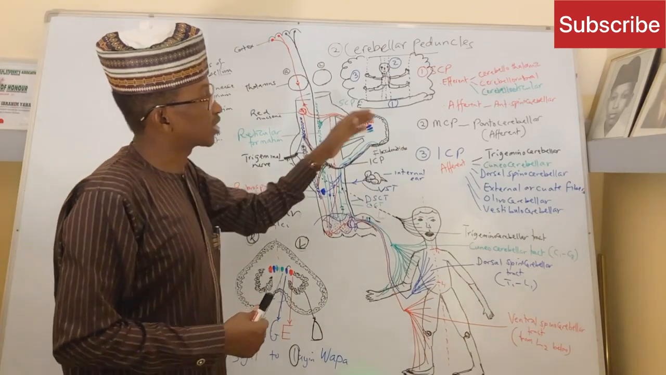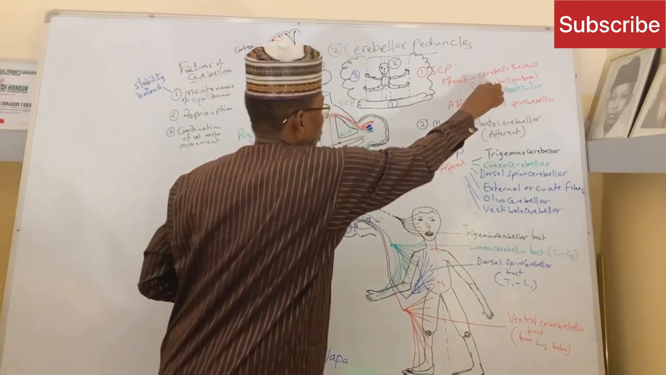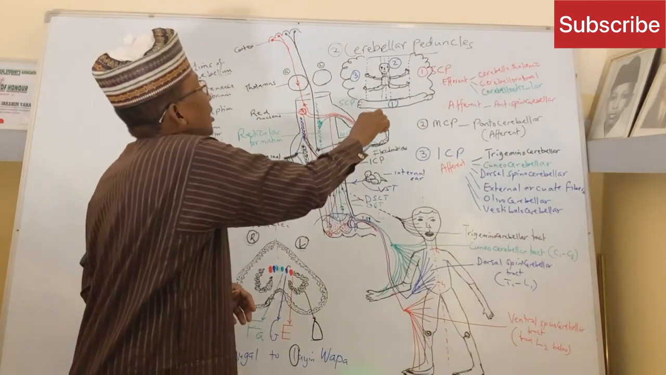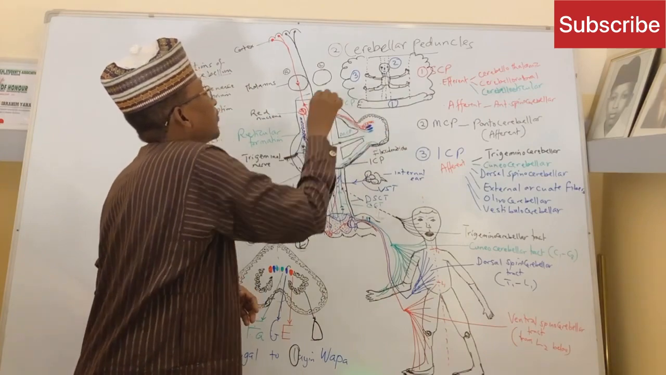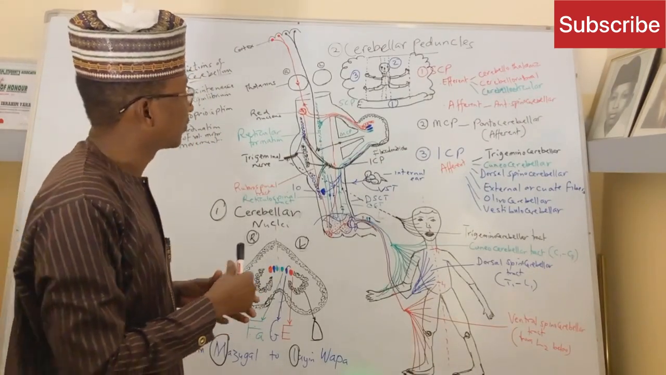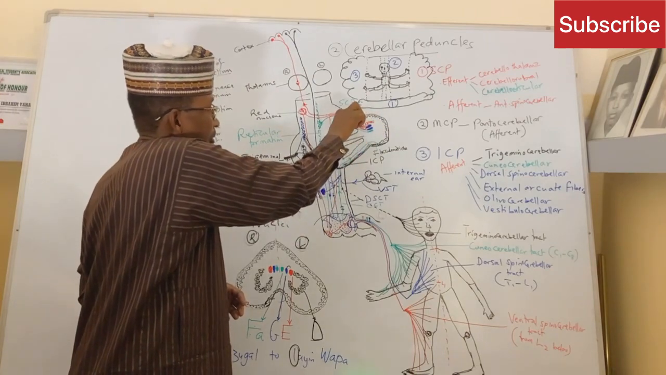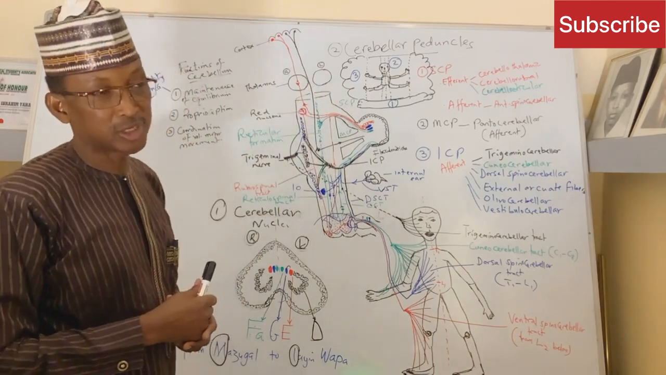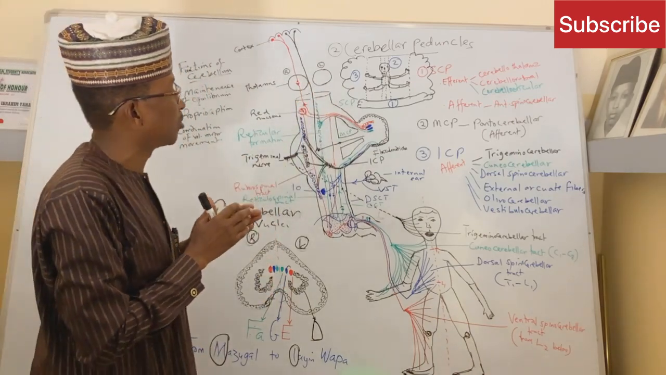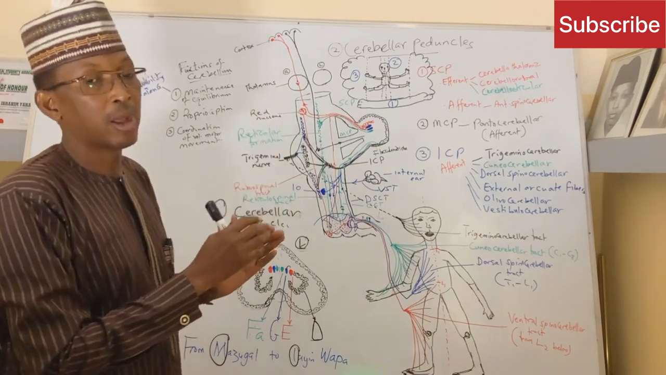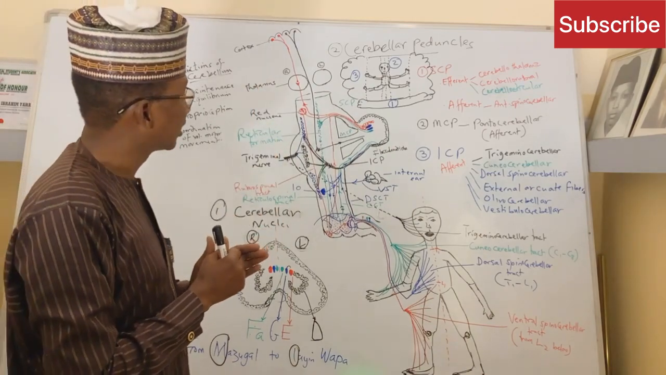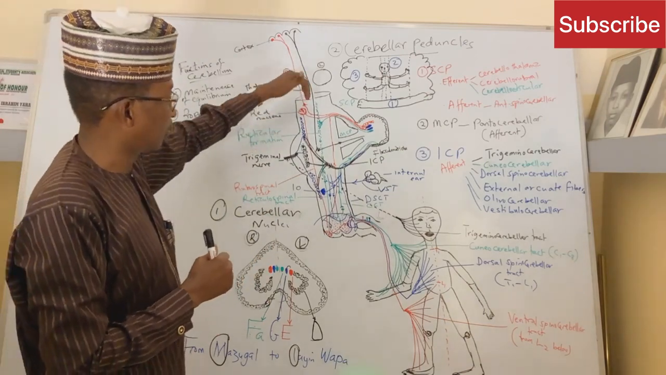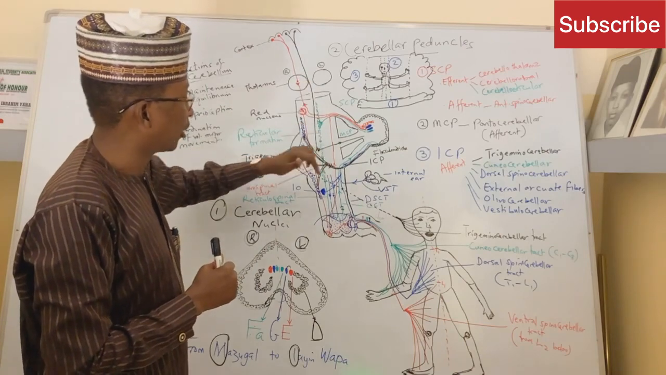The next one is the cerebelloreticular fibers. These cerebelloreticular fibers begin from the fastigial nucleus, and then the fibers get out of the cerebellum through the superior cerebellar peduncle to the reticular formation. If you can remember, the reticular formation is a column of nuclei lying all through the brainstem. That means it cuts across the midbrain, the pons, and the medulla oblongata.